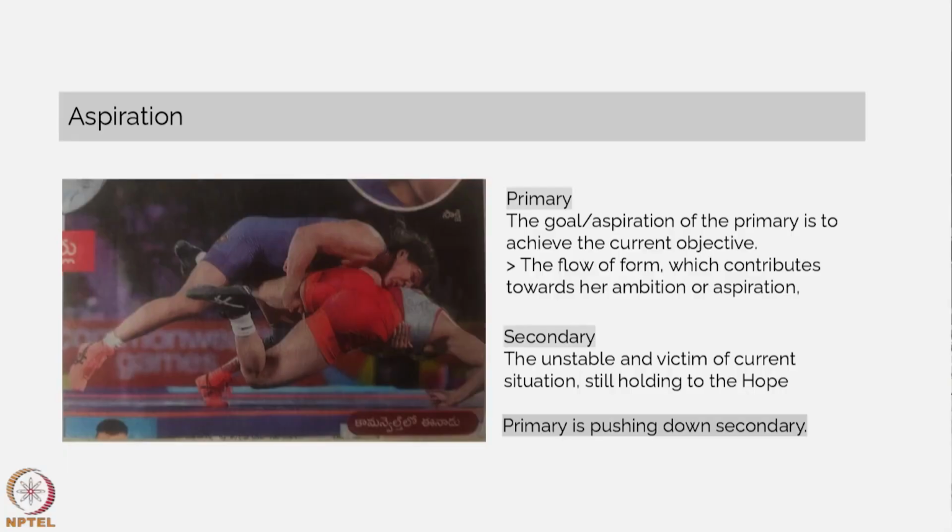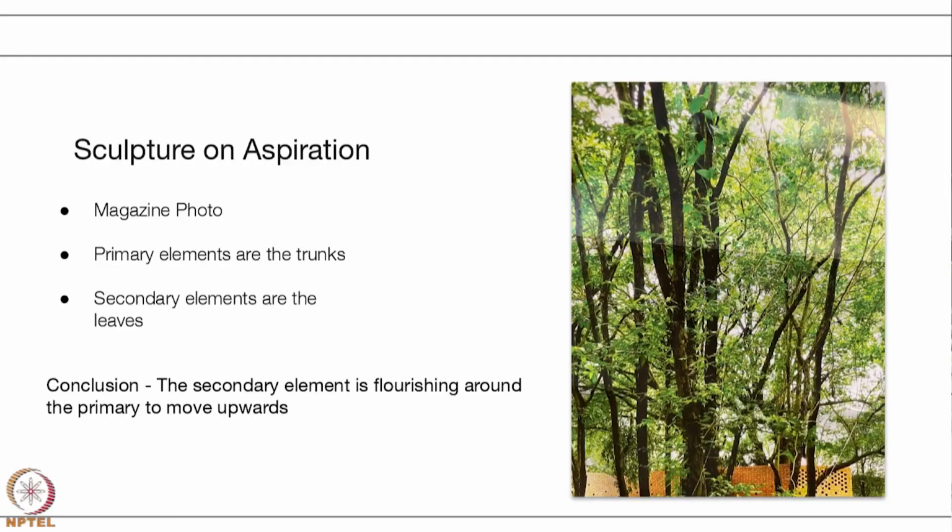Primary is pushing down secondary. That's very interesting. In this case, the primary was pushing down the secondary and actually moving up. What was yours? In my case, it was the secondary flourishing around the primary to move up. That's again very interesting. Here in his case, it was flourishing around, so you'll see how all these things will come up in the sculpture when we show you the actual sculptures. What was yours? Mine was secondary is pushing primary to move up.